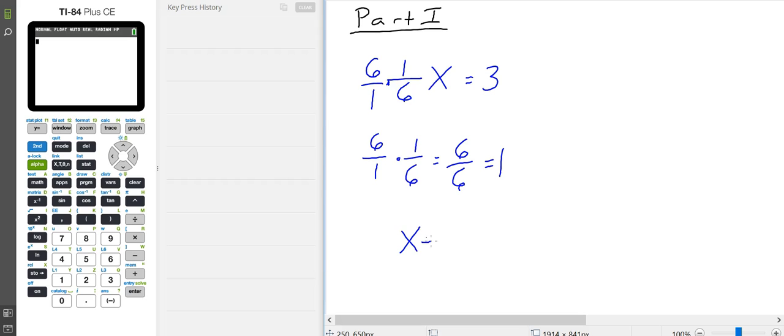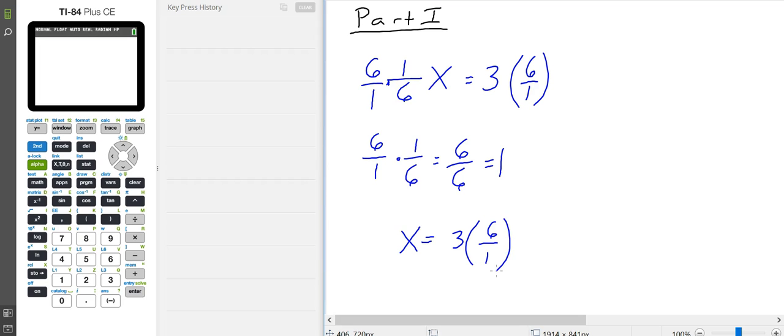So x is equal to, we can't just leave the 3 how it is. If we multiply one side of the equation by 6 over 1, we have to multiply the other side of the equation by 6 over 1 as well. So this would be 3 times 6 over 1. What's 3 times 6 over 1?